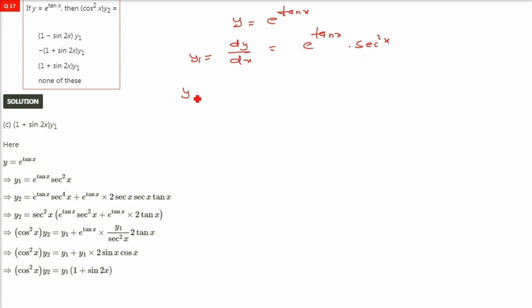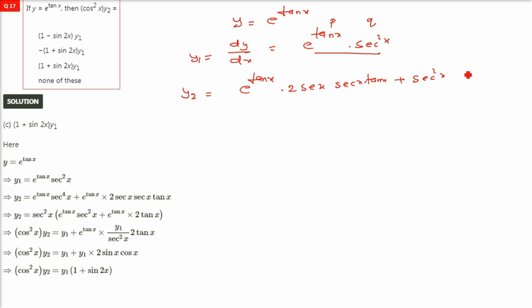Now y2, so we have 2 terms here. This is the first term, this is the second term. So this y1 we are going to reuse. Please remember, e raised tan x into sec square x will be reused just now. But we have to now do the product rule. E tan x into sec square x will be sec x, and then sec x differentiation will be sec x tan x. Then we have plus sec square x, and e tan x, e raised tan x will be e raised tan x only, and tan x will be sec square x.